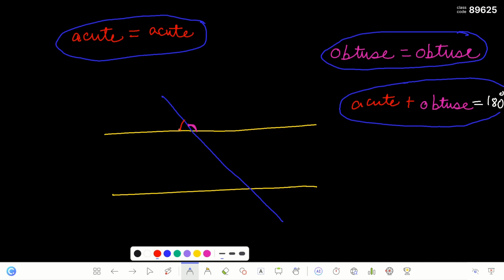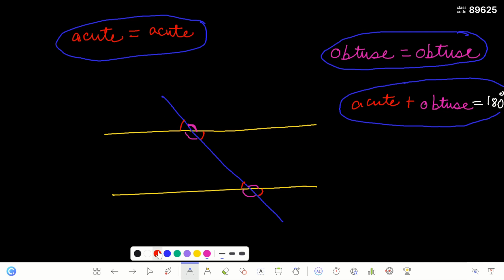So, this is an acute angle. This is an acute angle. This is an acute angle. And this is an acute angle. Whereas, this is an obtuse one. This one obtuse. This one's an obtuse angle. And this one. Now, you can go about randomly and choose any acute angle.